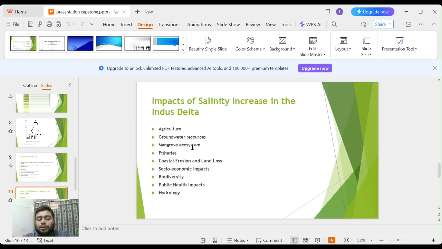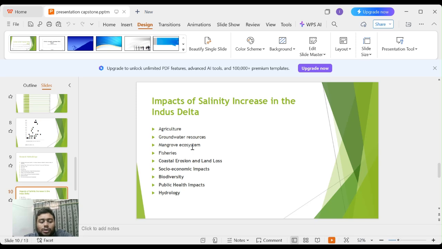So those productive farmlands have reduced household income and increased food insecurity in coastal districts such as Thatta, Sujawal, Badin, and also in the coastal areas of Karachi and the creeks. Second, the impact on groundwater resources is very important. Increasing seawater intrusion has degraded groundwater quality.